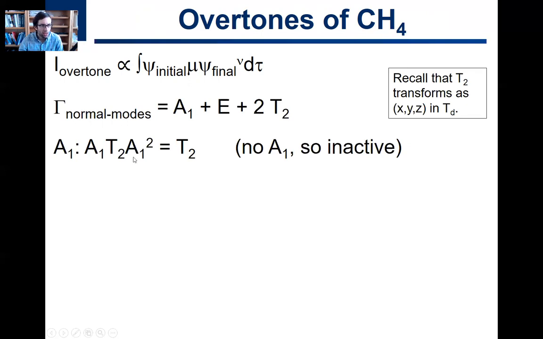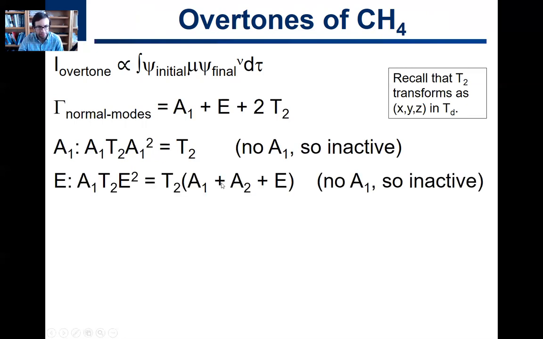So we know that A1 times anything is just itself, and so we have essentially A1 cubed here. A1 cubed is a bunch of ones, A1 cubed is equal to A1, and A1 times T2 is equal to T2. So very quickly, we'll get that the symmetry of this product will be T2. Now from our product rules, knowing that only when you multiply something by itself will you have something that has A1, there's no A1 in T2, right? And so this is going to be inactive.